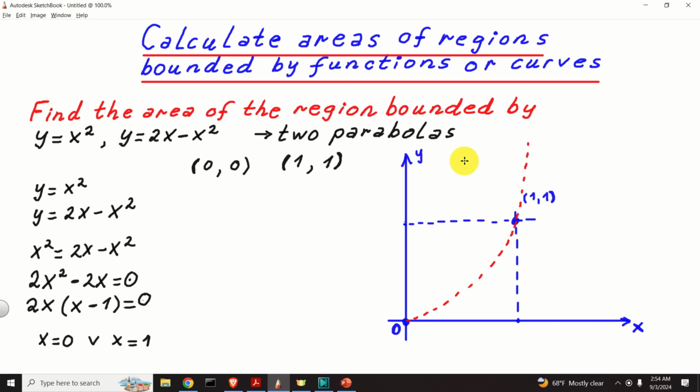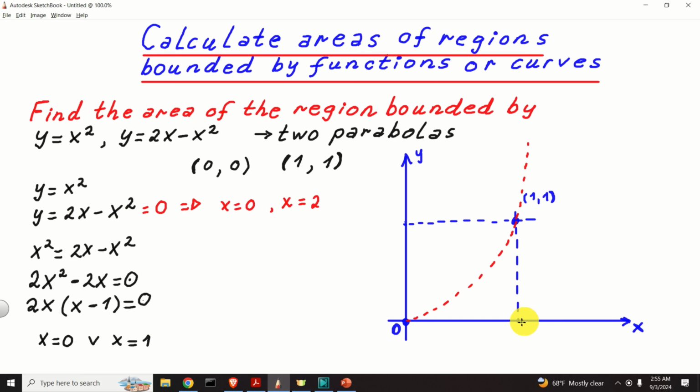On the other hand, let's sketch the function 2x minus x squared. To sketch this function, let's first of all find the zeros of this function. Obviously, the zeros of this function are x is equal to 0, and x is equal to 2. And you can simply verify that by substituting x is equal to 2. You will have 4 minus 4, and that's 0.